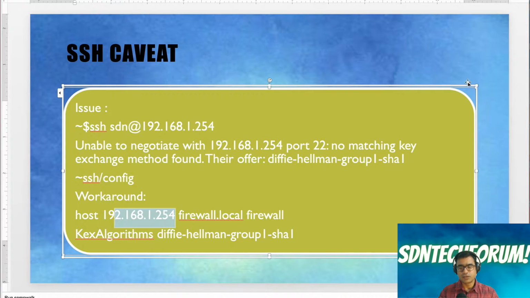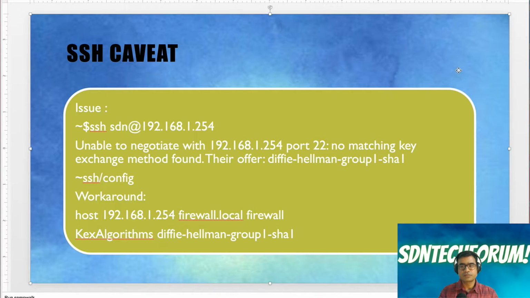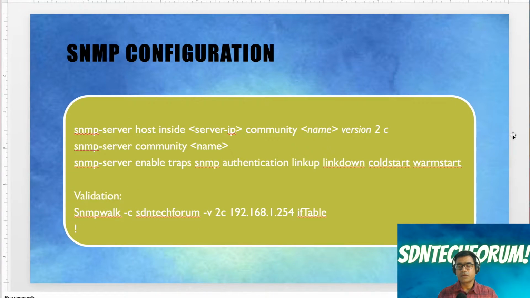Let's move on to the next topic, which is SNMP configuration. SNMP configuration is pretty straightforward. Since again this is a 5505, I'll advise you to work with SNMP version 2. What you have to do is configure your SNMP server community name and enable traps. The important thing is snmp-server host inside, obviously, and the IP address of your SNMP server. The community name should match, and then you can validate using snmpwalk, right? And I'll show you in a live demo how to validate that.